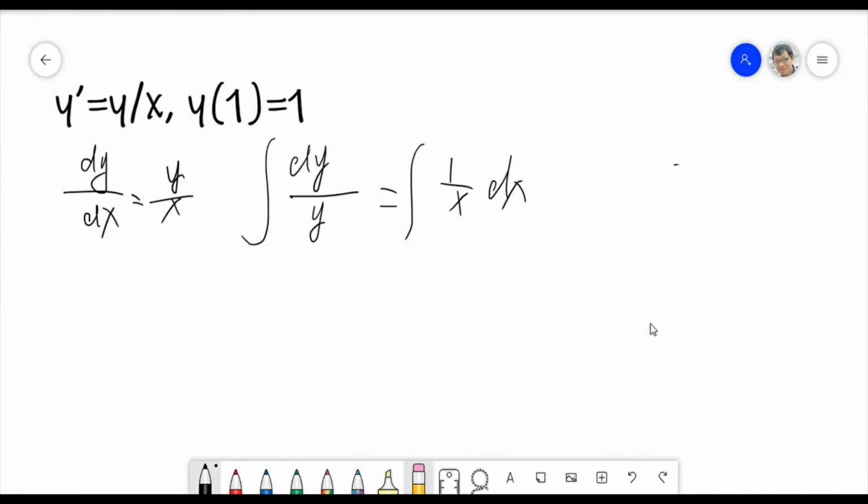So this one equals ln. You know ln, right? It's the natural logarithm. So ln y equals ln x plus c. I can write it this way. Yeah, we can write it this way. So have we solved it already?